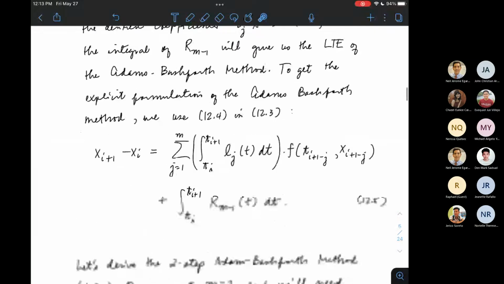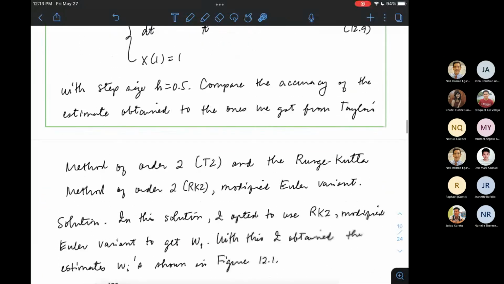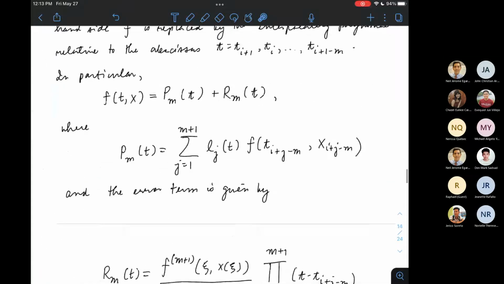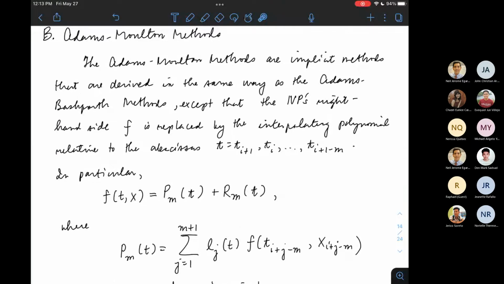Okay? And the answer there is kasi pinapataas natin yung degree ng interpolating polynomial natin sa function f by allowing t sub i plus 1 to be one of the interpolatory abscissas. Okay? And then the process ng derivation ng Adams-Moulton methods ay kaparehas na kaparehas nung Adams-Bashforth except for that first step. And this is what I'm saying.